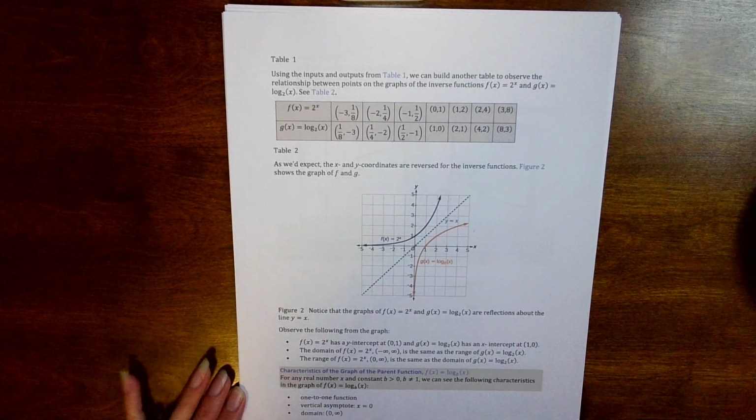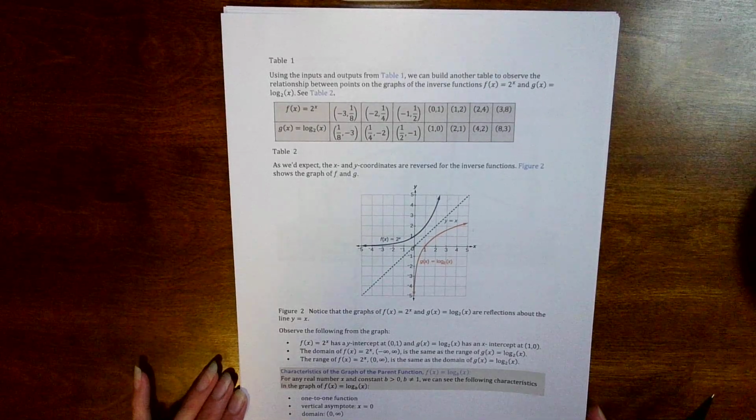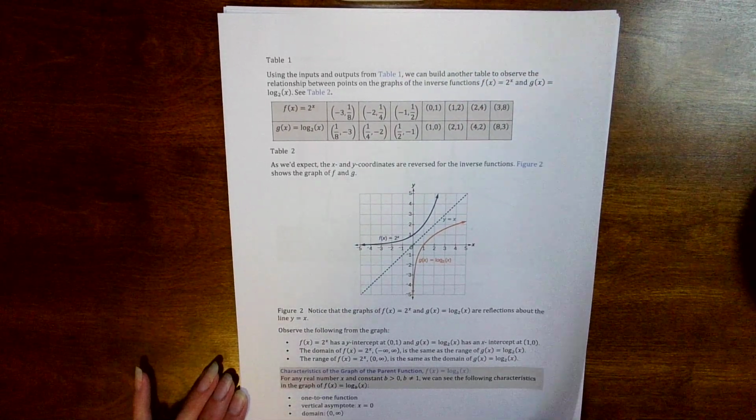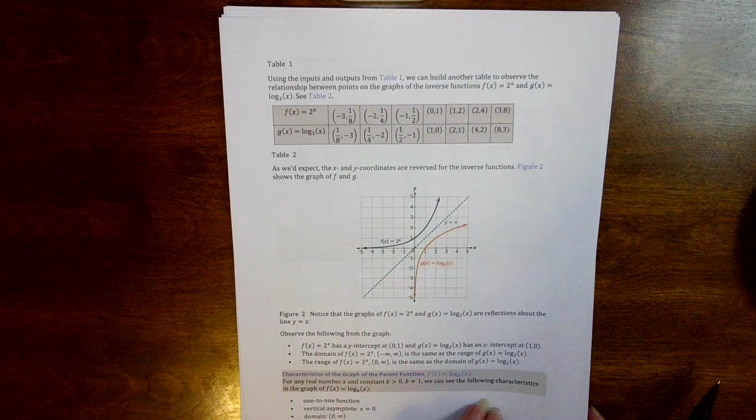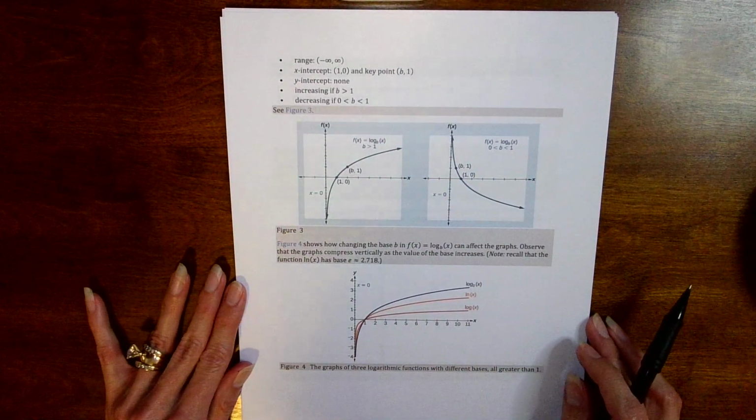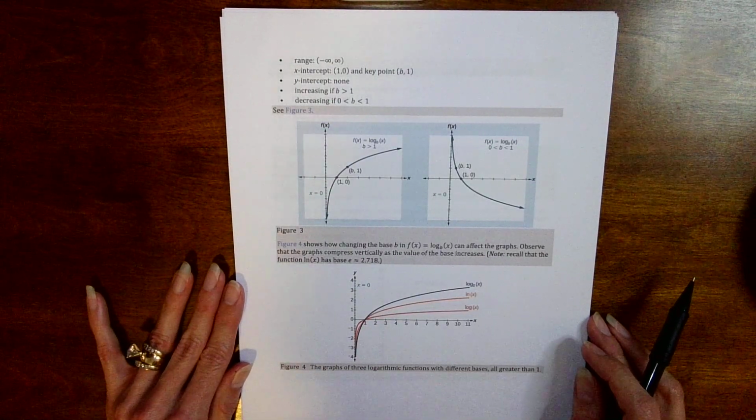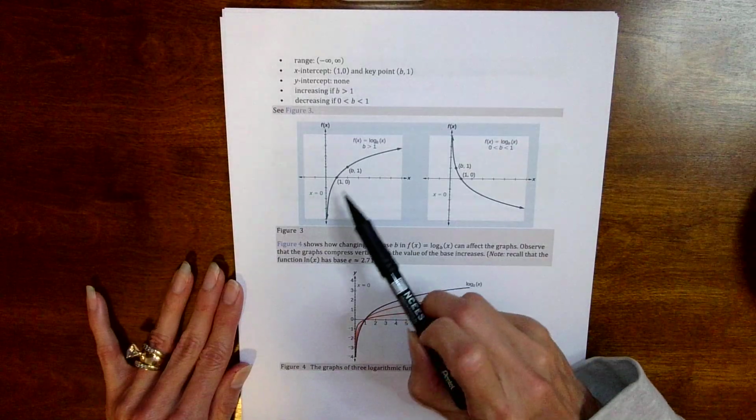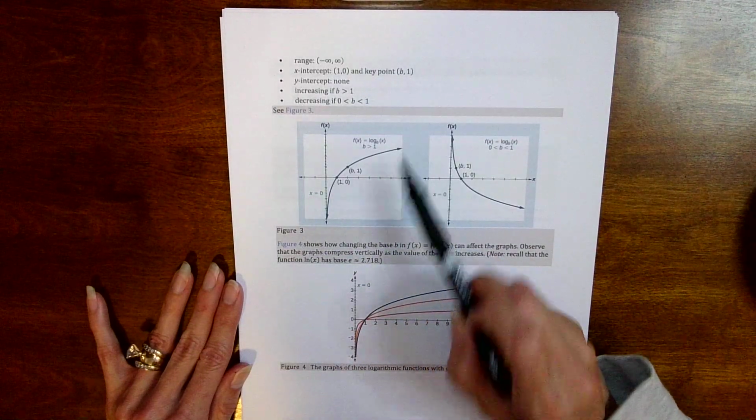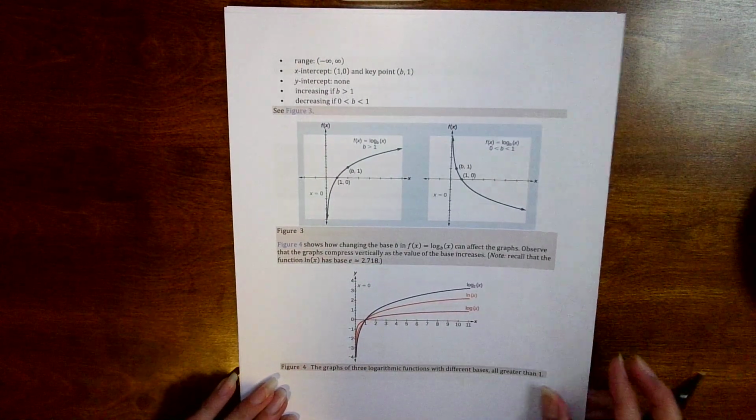So let's talk about the characteristics of the graph of the parent function. Log base b of x is a one-to-one function, has a vertical asymptote of x equals 0, domain is 0 to infinity, range is all real numbers. X-intercept at 1, 0, and it has a key point at b, 1. Y-intercept is none, increasing if b is greater than 1 and decreasing if b is a fraction. So this is the graph if b is greater than 1, and this is the graph if b is a fraction between 0 and 1.